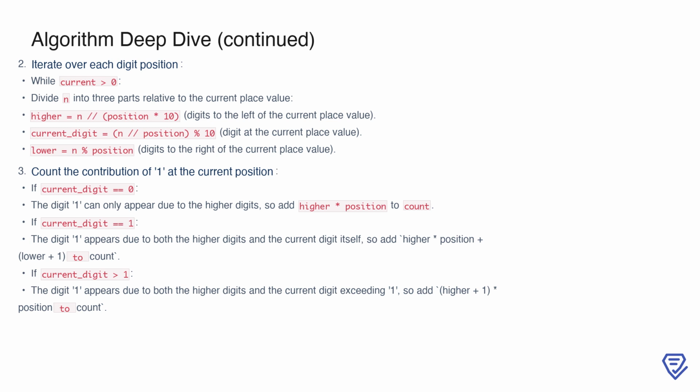If the current_digit is 0, 1 can only appear due to the higher digits, so we add higher * position to the count. If the current_digit is 1, the contribution comes both from the higher digits and the numbers formed by the lower digits, so we add higher * position + lower + 1 to the count. If the current_digit is greater than 1, 1 appears due to the higher digits as well as the current digit exceeding 1, so we add (higher + 1) * position to the count. This systematic approach ensures we capture all contributions of the digit 1 at the current place value.